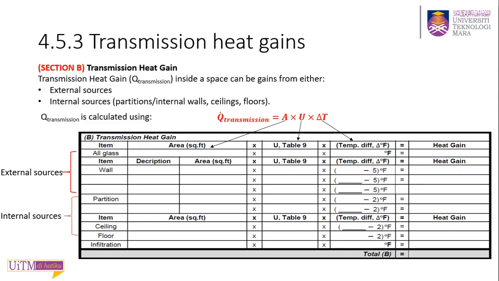Ceilings are for space which has another space above it, and heat transmitted through floors are also considered internal source for space heat gain. For infiltration, it can be neglected because we assume that there are no open windows, doors or cracks in the walls.